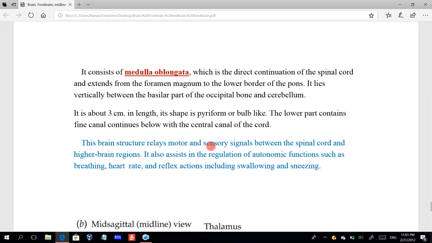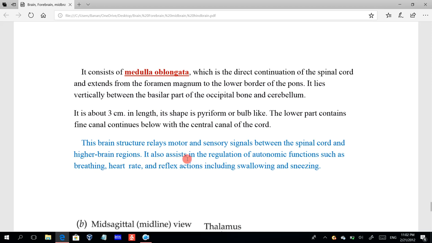This brain structure relays motor and sensory signals between the spinal cord and higher brain regions. Also, the medulla oblongata is a passage for tracts, or bundles of nerves, that ascend from the spinal cord to the higher center, pass through the medulla oblongata, pons, and midbrain, and go to the cerebral cortex. These are the ascending sensory tracts, and the descending tracts go from the brain cortex to the midbrain, to the pons, to the medulla oblongata, to the spinal cord. So this structure relays signals between the spinal cord and the higher brain regions, by which we mean the cortex of the brain.